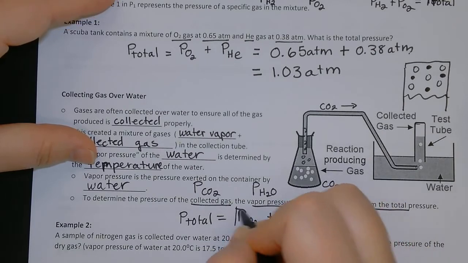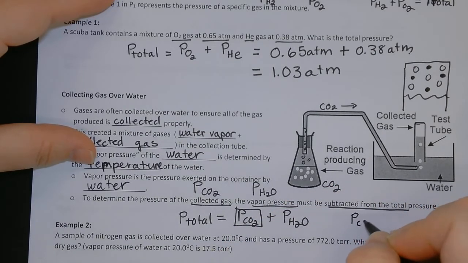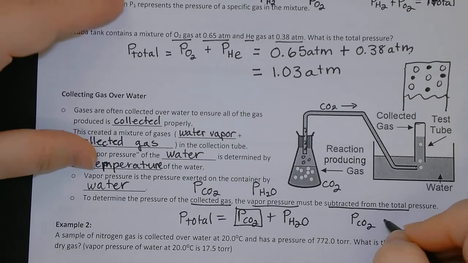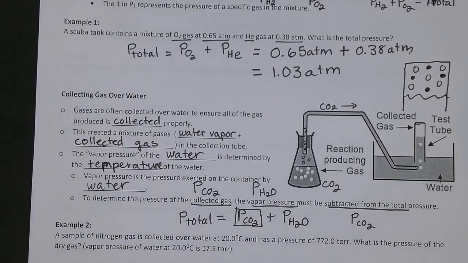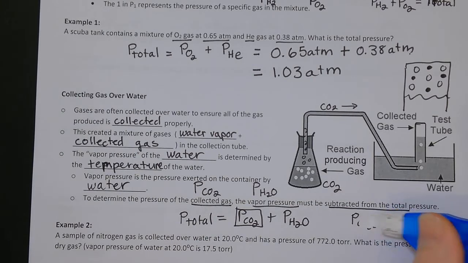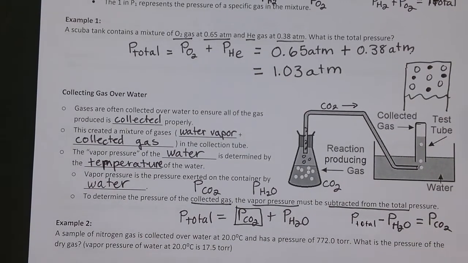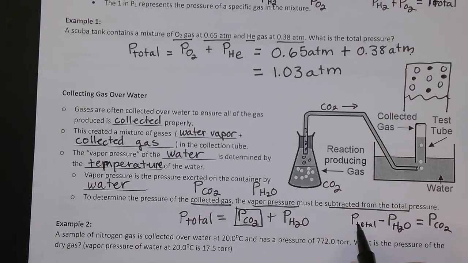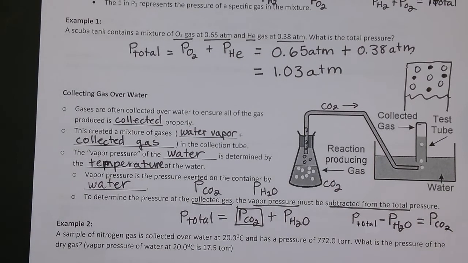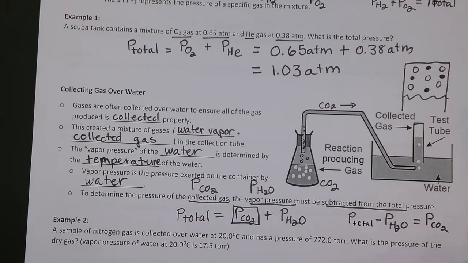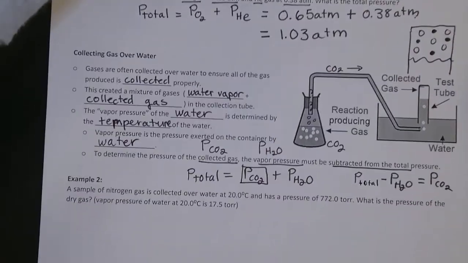So if I wanted to find my carbon dioxide, I would need to subtract my water from my total pressure. So minus my pressure of water would give us our pressure of carbon dioxide. That's how we could think about this. Whatever our total pressure is, we're going to have to subtract out that water to find the gas we're collecting. So anytime we're dealing with collecting a gas over water, this is how we'll rearrange this equation.